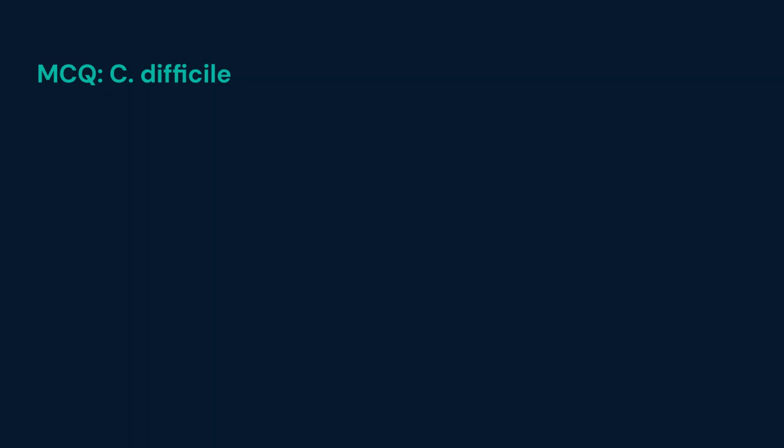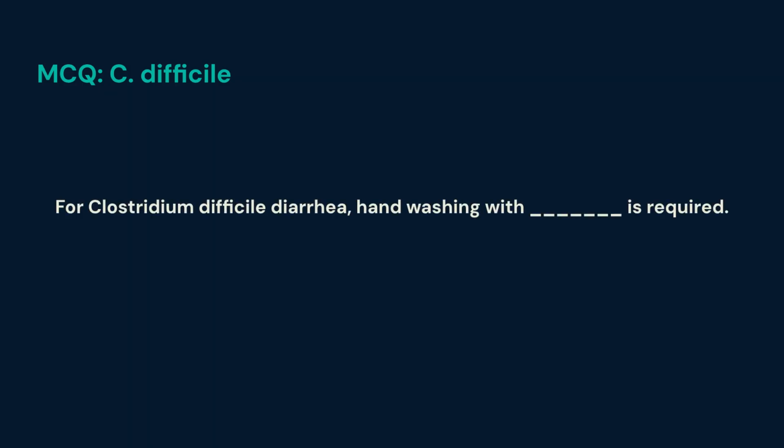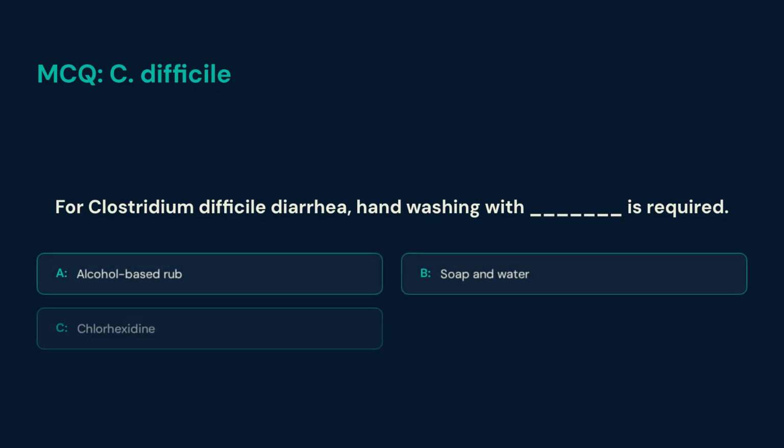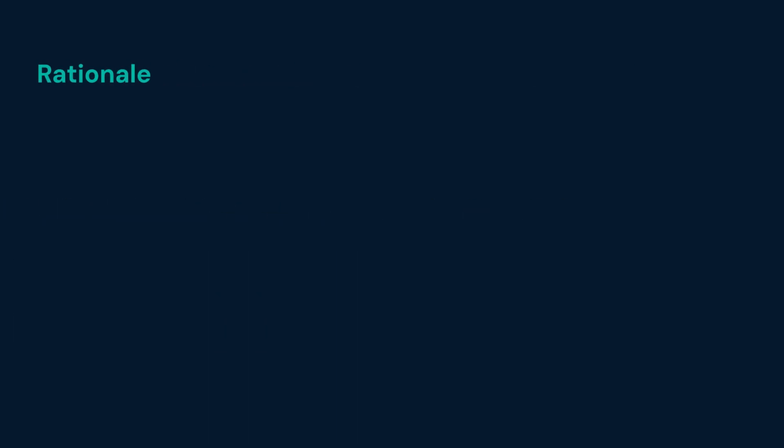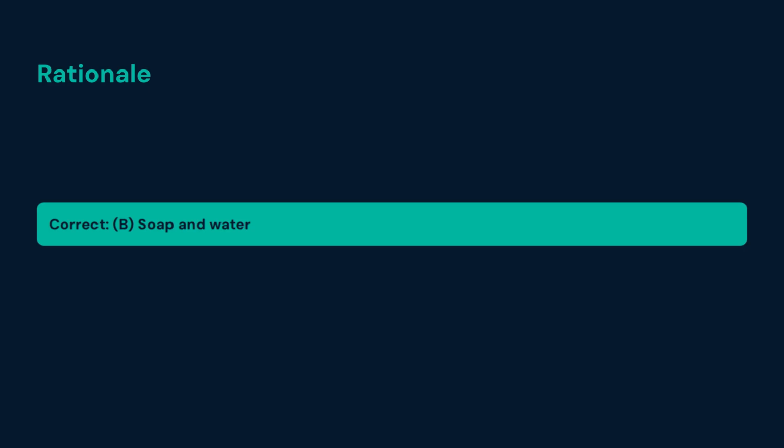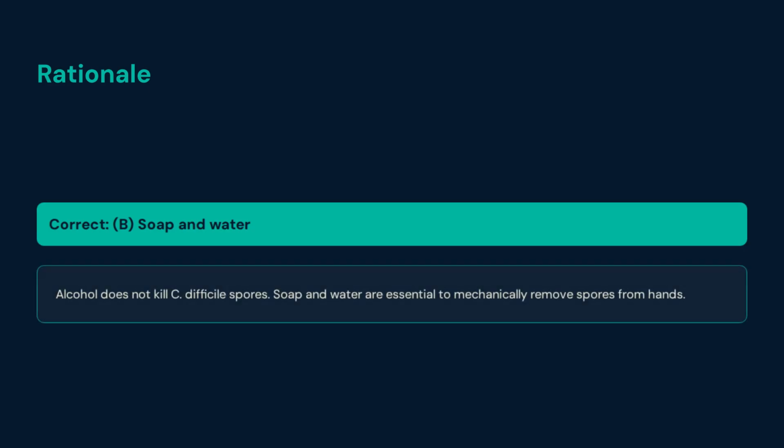Now for an MCQ on C. difficile. For Clostridium difficile diarrhea, hand washing with what is required? A. Alcohol-based rub, B. Soap and water, C. Chlorhexidine, or D. Povidone iodine? The correct answer is B. Soap and water. Alcohol does not kill C. difficile spores. Soap and water are essential to mechanically remove spores from the hands.